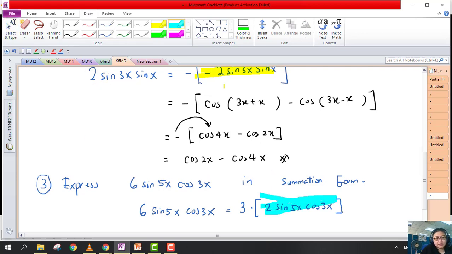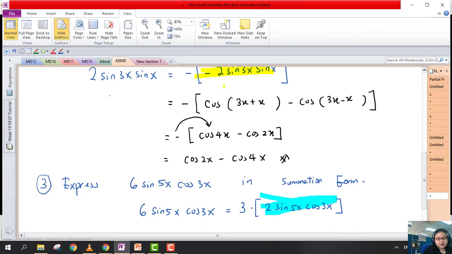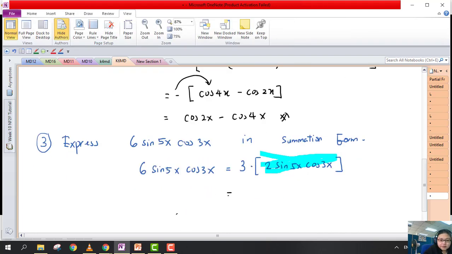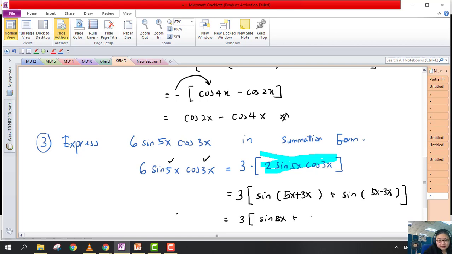Again, only the highlighted terms can apply this factor formula. 2SC equals S plus S. So this one will be equivalent to 3, just copy down, and this one will be sine plus sine. Okay, so the angles are 5x and 3x: 5x plus 3x, and this one will be 5x minus 3x. So lastly, you will get 3 sine 8x plus sine 2x. Settle.